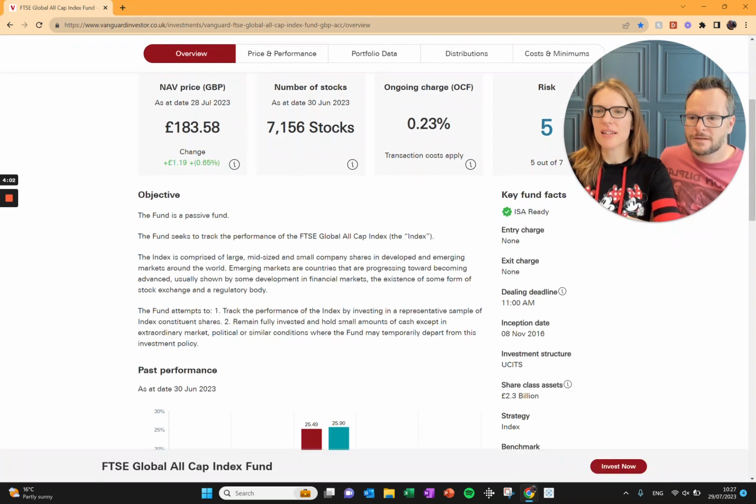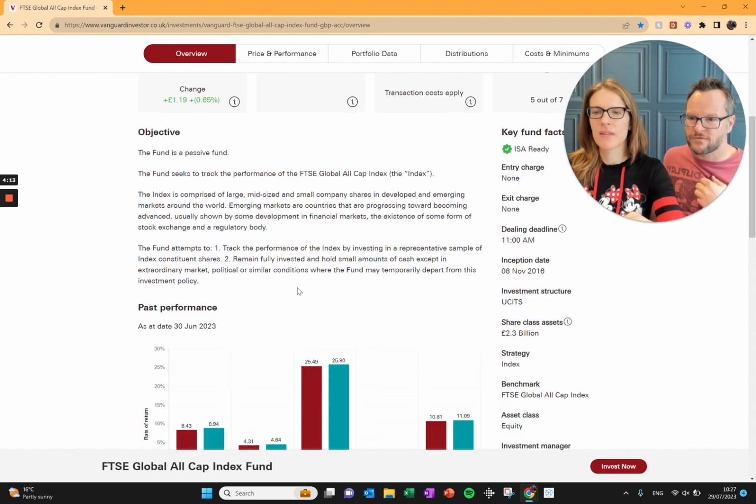And then you'll see it says it's comprised of large, mid-sized and small shares in developed and emerging markets around the world. So all of the sizes of companies in all of the countries. Excellent, super diversified.